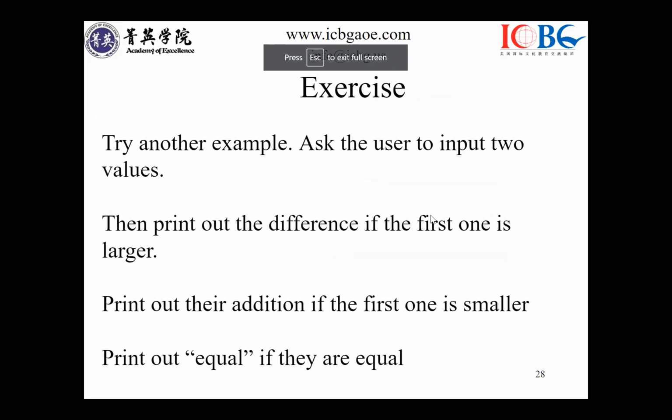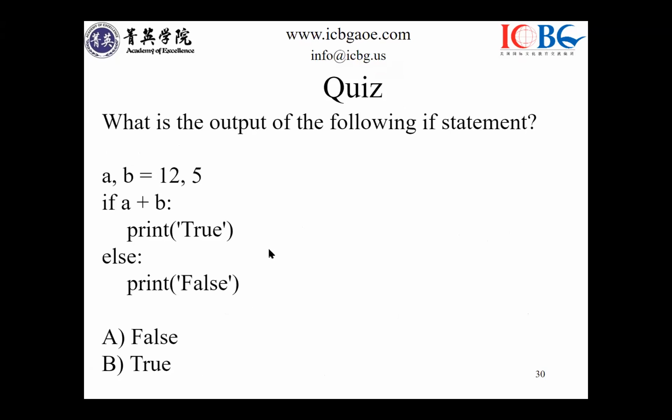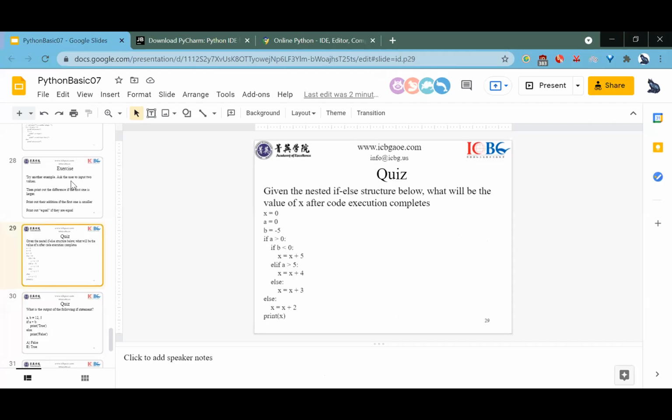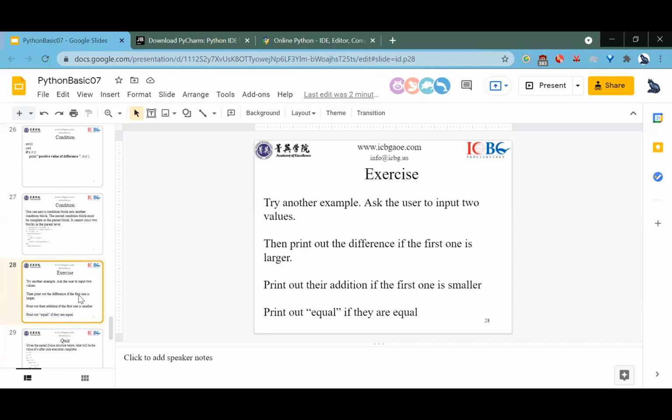So now a little exercise for you guys to try writing these conditions by yourselves. Ask the user to input 2 values and then print out the difference if the first one is larger, print out their addition if the first one is smaller than the second one, and print out equal if they are equal. Although I might as well just go over the quiz questions, since we only have 4 minutes left.